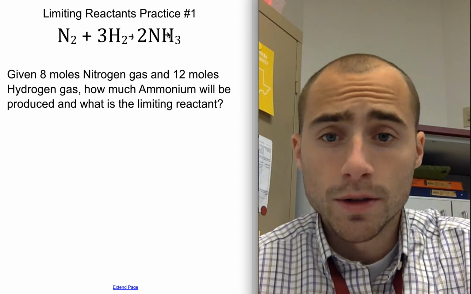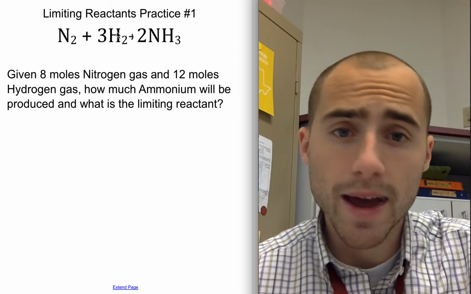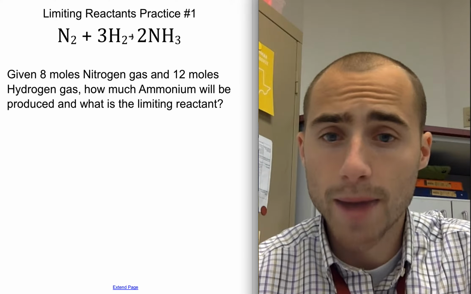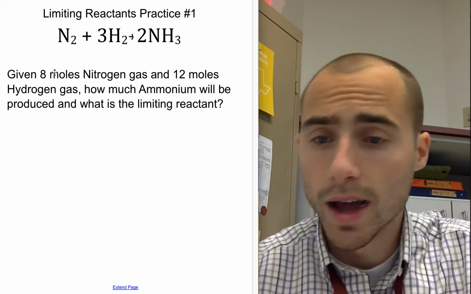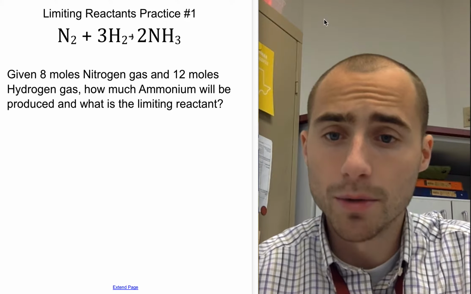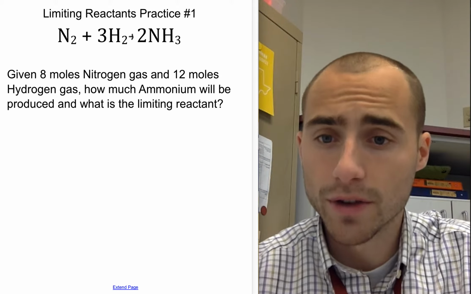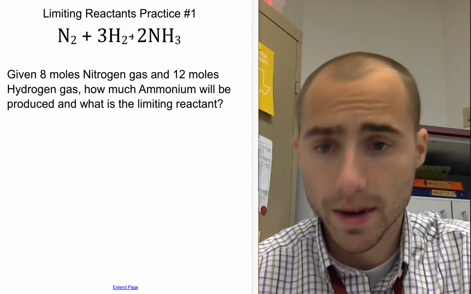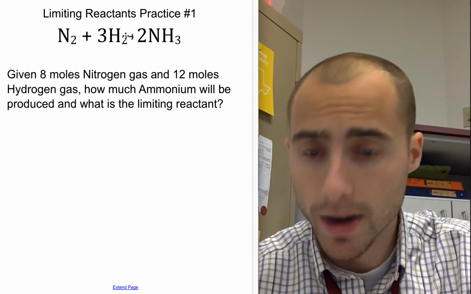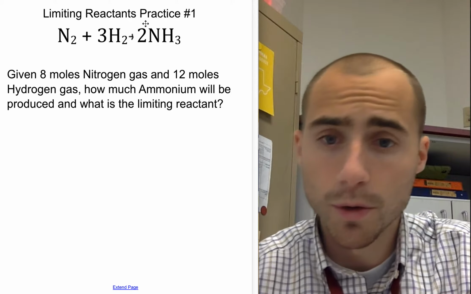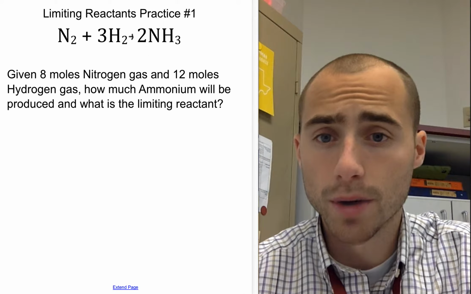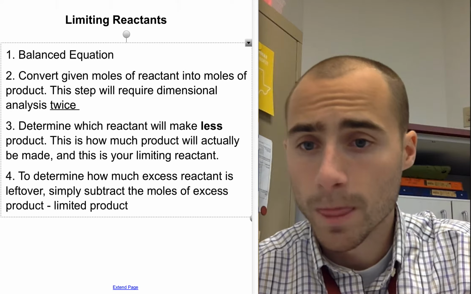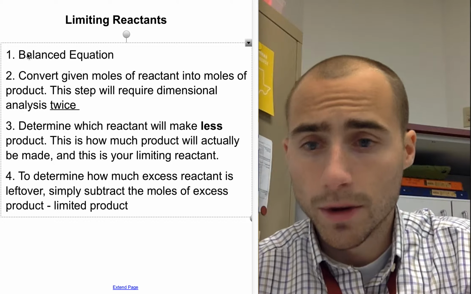First of all, the first step is to check the equation is balanced. I have balanced it for you, so you don't need to worry about balancing the equation. Then we look at the actual problem. Given 8 moles nitrogen gas and 12 moles hydrogen gas, how much ammonium will be produced and what is the limiting reactant? So first of all, nitrogen gas right here, hydrogen gas right here, and of course ammonium is our product. So look at our steps. We already did the balanced equation.